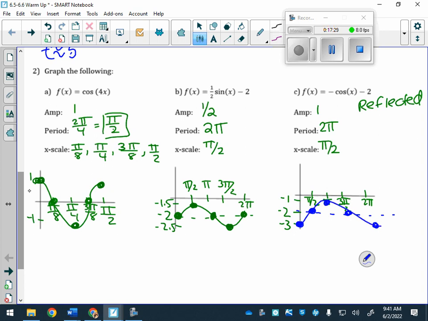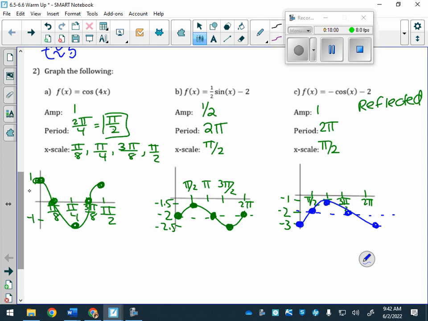What is my domain for all these functions? -infinity to infinity. The range would be in brackets from your minimum to your maximum. Any questions about graphing?